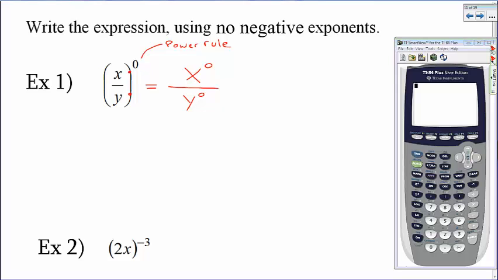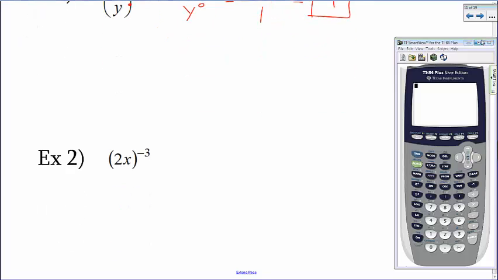As we know from our first rule, any term raised to the 0 power is equal to 1. So this comes out to 1 over 1, or simply 1. If you have a keen eye, you can also see that it doesn't matter what is inside the parentheses at the beginning. The end result will always be 1 because the whole thing is raised to the 0 power.